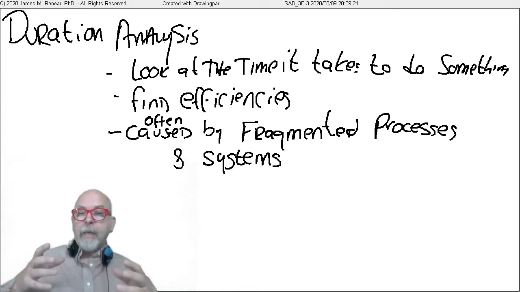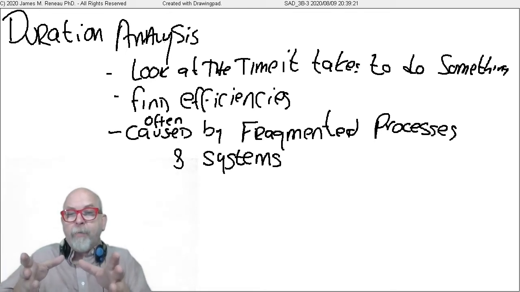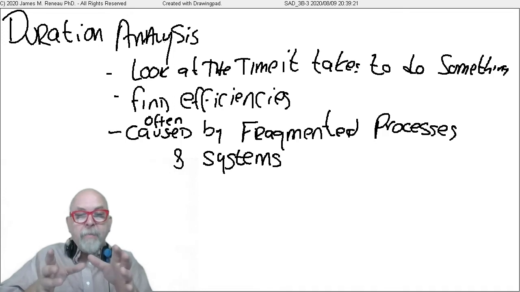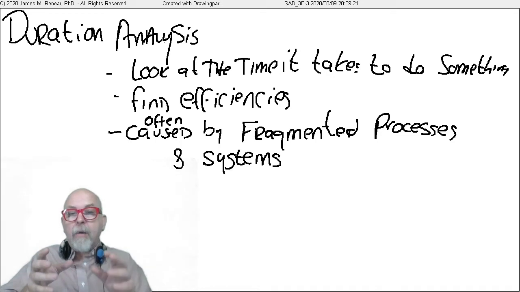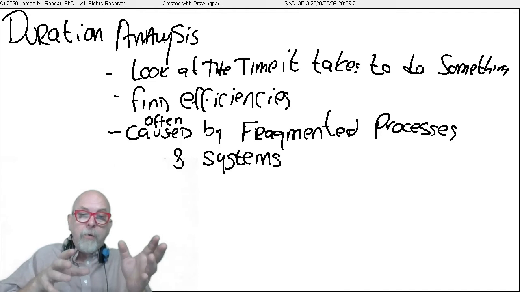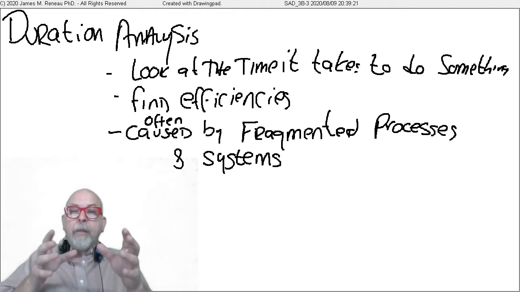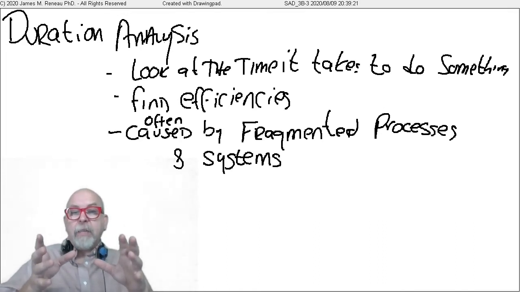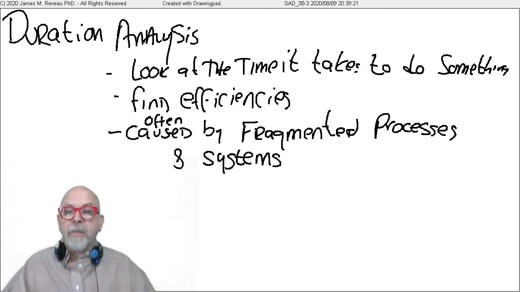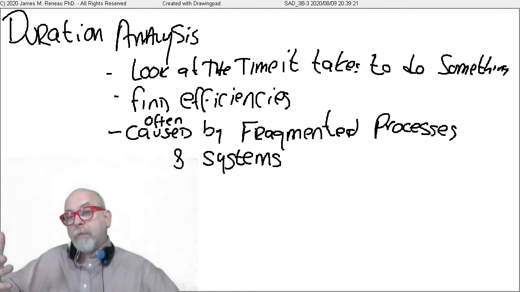Maybe it takes us a week to do this process. Well, if we get rid of the fragmented systems, if we integrate this with this, if we move this data from here to here, and we can eliminate the reentry, or we can shorten this queue and waiting list, and we can do this and this. By looking at duration analysis, we can find efficiencies by eliminating some of those fragmented processes and systems, which is another, maybe that's a cause.